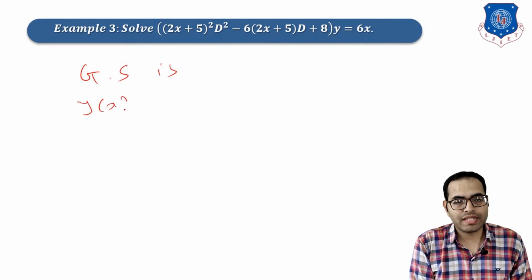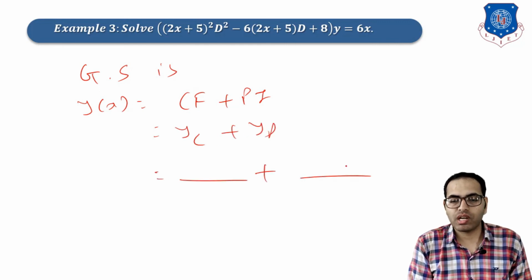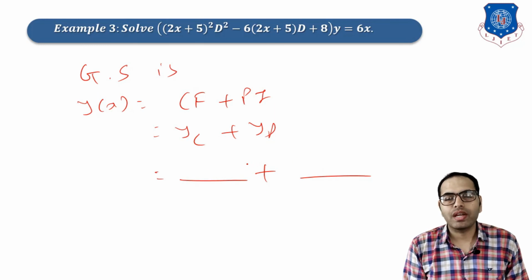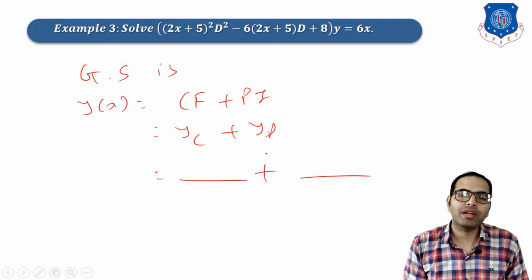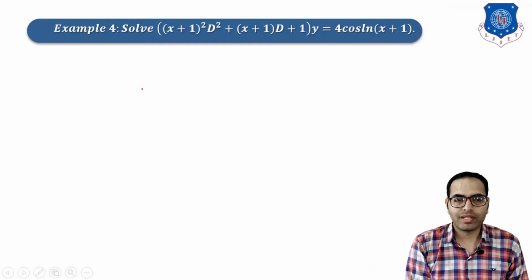The general solution is y of x equal to CF plus PI, that means yc plus yp. Then substitute the values of equation number 1 and equation number 2, where c1 and c2 are arbitrary constants. Let's move on to one more example.